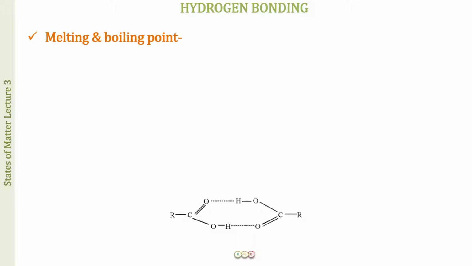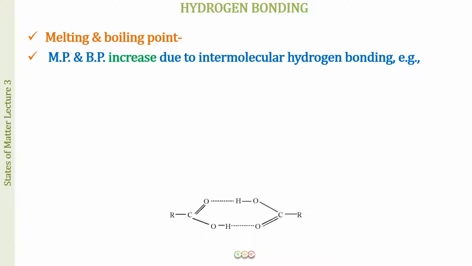So if there are hydrogen bonds present, the melting and the boiling points are going to increase, because the hydrogen bonds are strong bonds, right? The strength of the hydrogen bonds is more than the van der Waals forces of attraction. If there were just simple van der Waals forces of attraction, the melting and the boiling points would have been low. But when hydrogen bonds are present, these are strong bonds, so we will have to spend more energy to move the molecules away from each other. So the melting and the boiling points are going to increase.